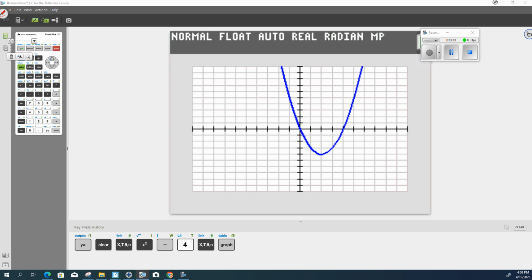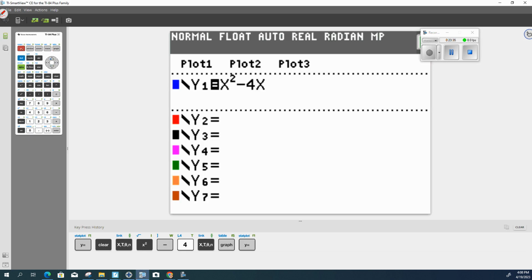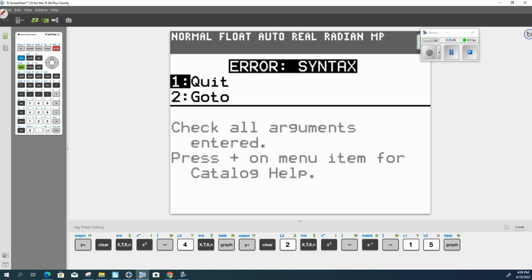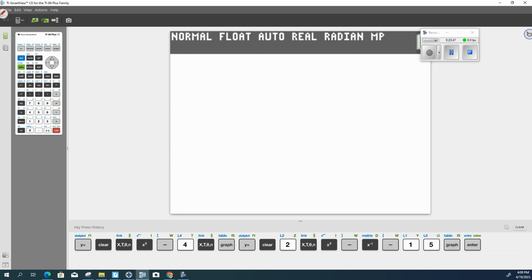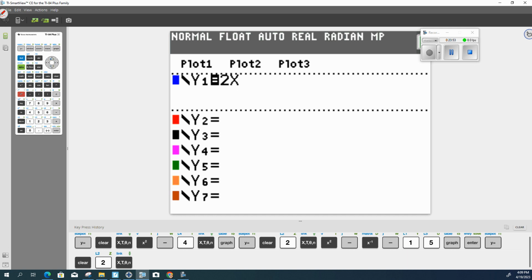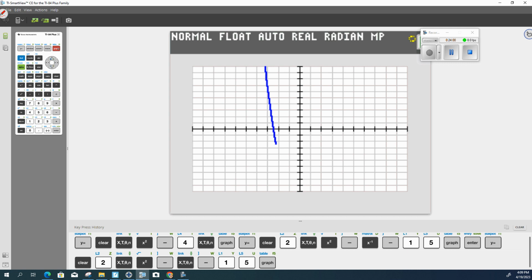Okay. 2x squared minus x minus 15. I'm going to push the graph. Oh no. Oh, I did something weird. 2x squared minus x minus 15. I have no idea what I hit before.